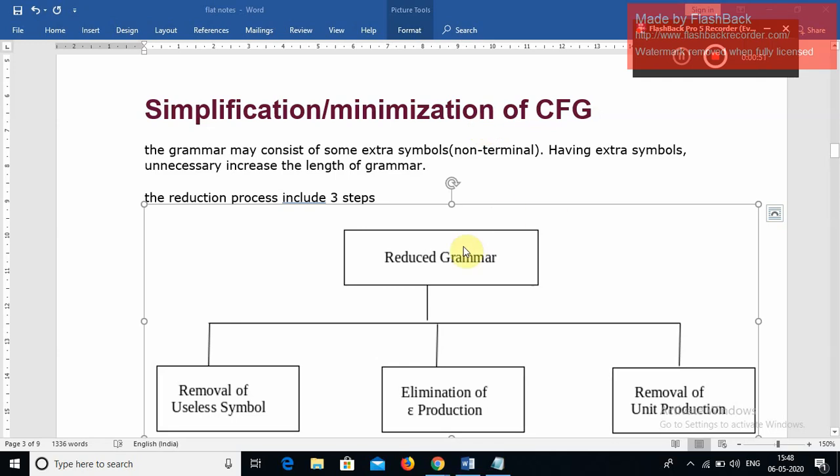So the reduction process, the minimization process, consists of basically three steps. The first one is removal of useless symbols, then elimination of epsilon productions, as well as the removal of unit productions. We'll see that process one by one.